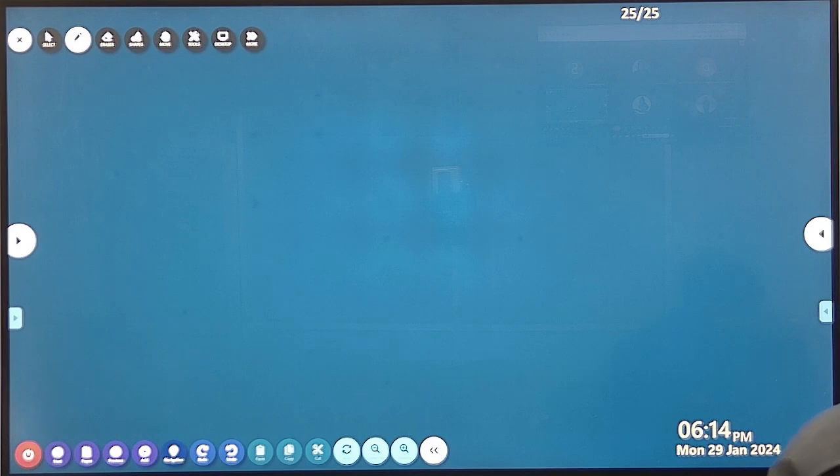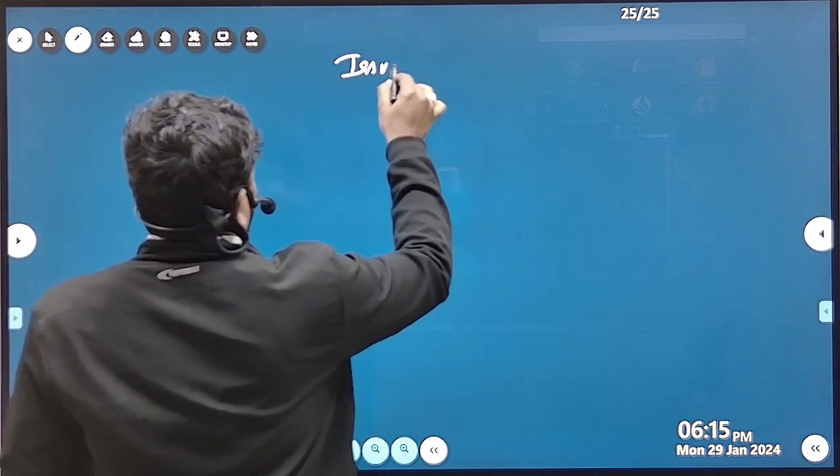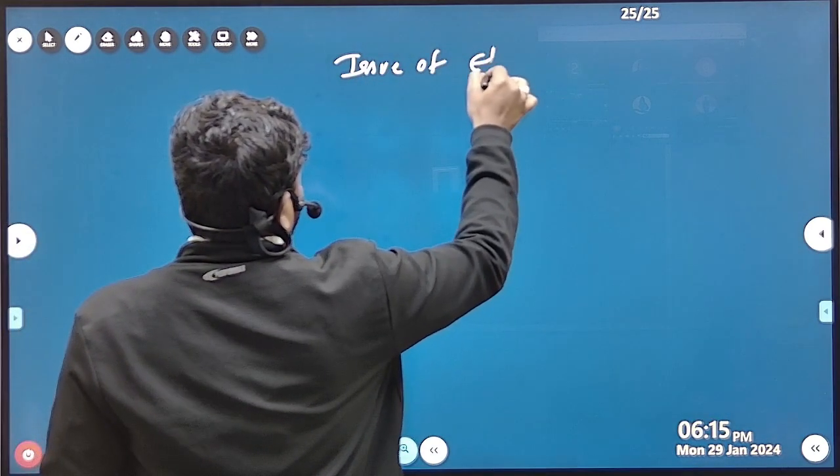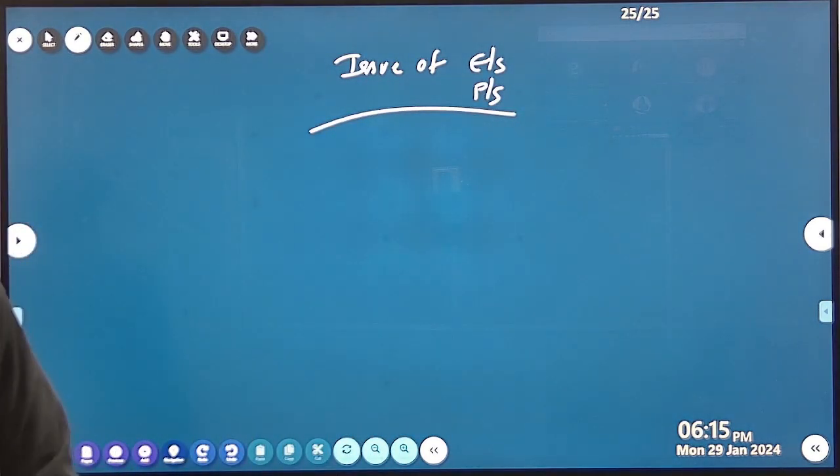Any doubts in the homework sums? No? We have seen the issue of shares, issue of equity shares and preference shares. We have seen the entries.